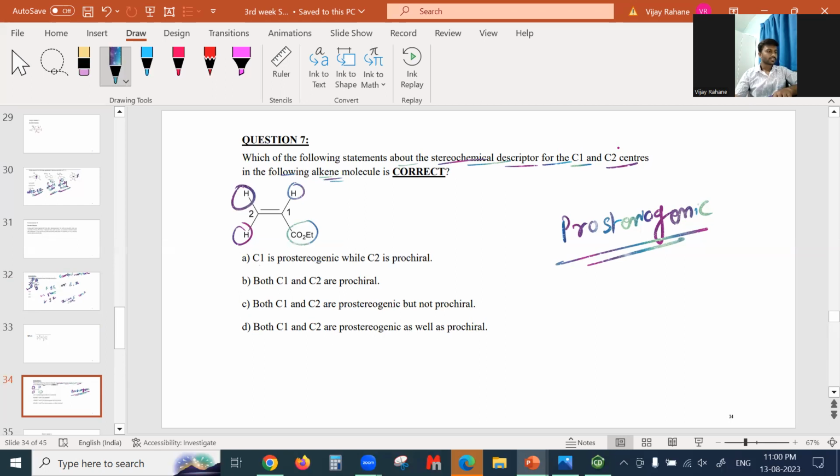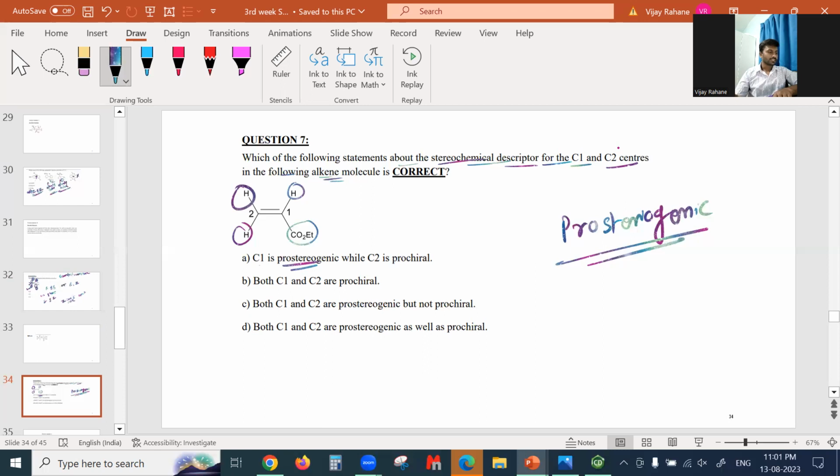So here you can see both centers are pro-stereogenic centers. You can see the definition of a pro-stereogenic center. If you attach any different atom to this, or if you substitute the hydrogen, the compound may become a stereogenic center. So that's why it's a pro-stereogenic center. So the option which has both C2 and C1 as pro-stereogenic will be the correct option.